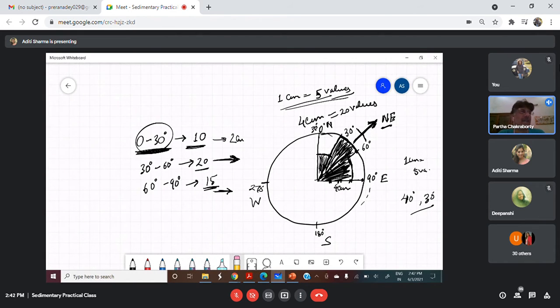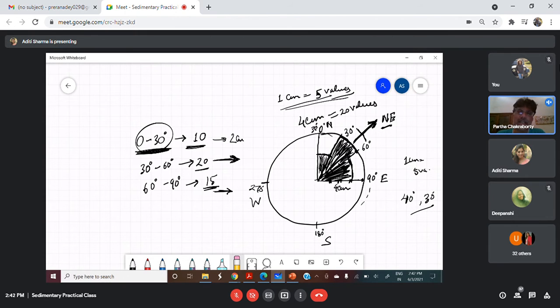The class interval is dependent on the availability of data, and the scaling, that is 1 centimeter represents how many data, is also dependent upon the frequency. If it is a very high frequency, then the single unit will represent more data. If it is a low frequency, the single unit will represent less data. So I believe you have understood how it will be done.